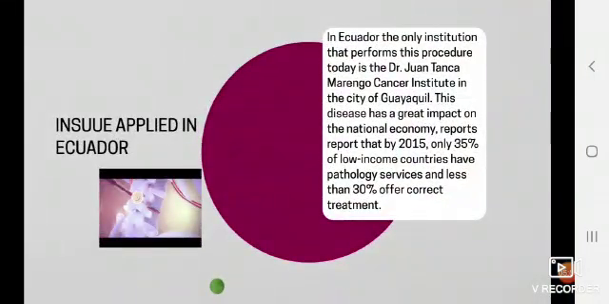In Ecuador, the only institution to perform this procedure today is the Dr. Juan Tanca Marengo Cancer Institute in the city of Guayaquil. This disease has a great impact on the national economy. Reports indicate that by 2015, only 35% of low-income countries had pathology services, and less than 30% offered correct treatment.